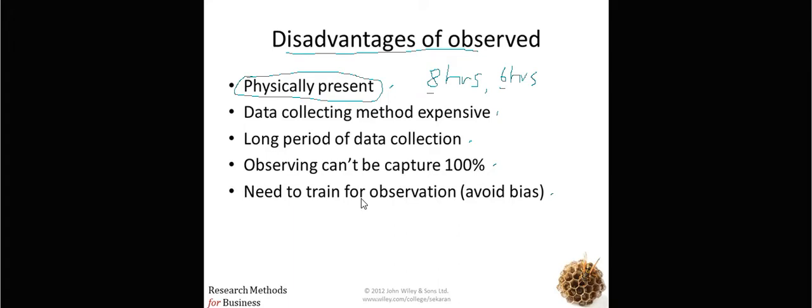Expensive, that mean we need data collection in terms of transport, in terms of any document. Okay, they have some issues. Then another one, we need to present. That means kita kena ada tempat tu. Maybe they have the little bit money, go to everywhere.